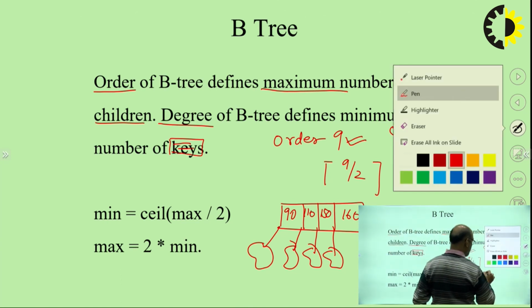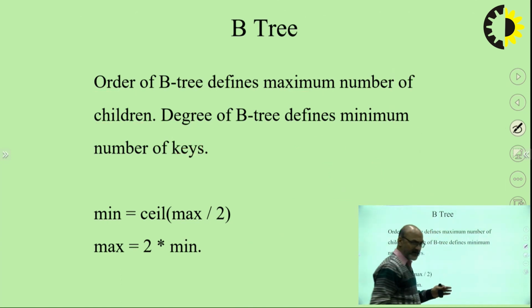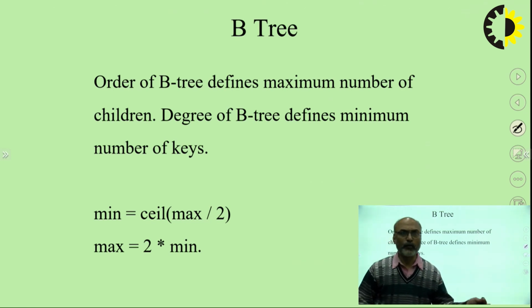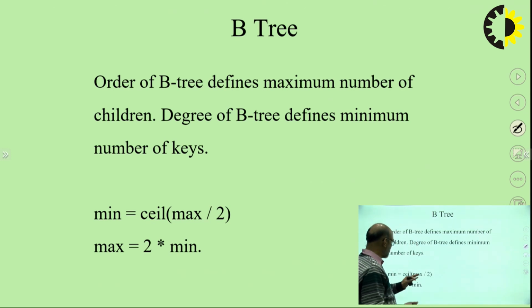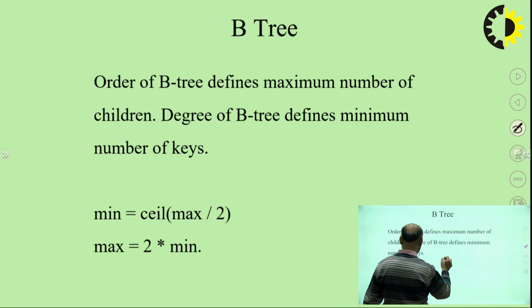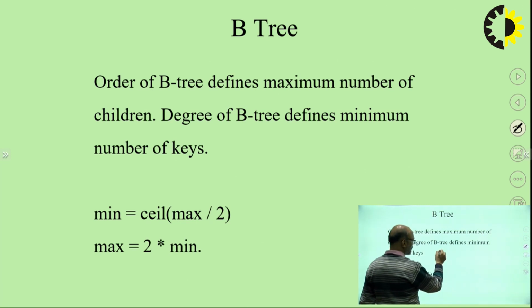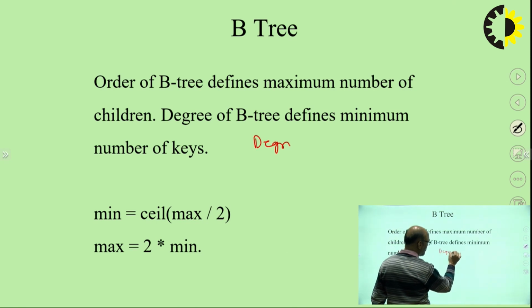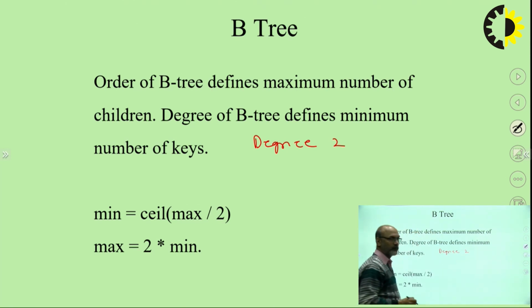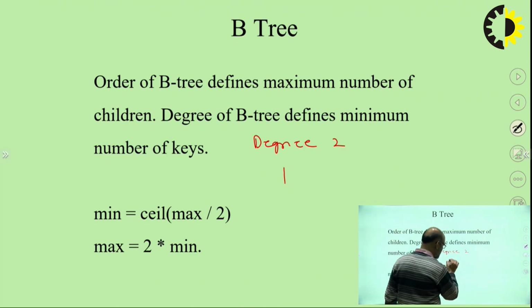Now I am coming to degree. Degree is usually used more than order in your exam. Degree means minimum. So the question looks like this: a B tree of degree 2. That means minimum number of children is 2. Minimum number of children means only one key.